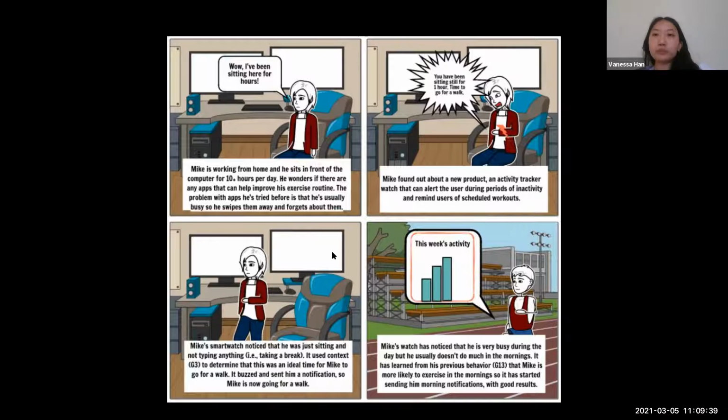And then we also incorporated G13 to have the AI learn from previous behavior. So now the watch will know, oh well, Mike usually has time in the mornings, so that's when it'll notify him rather than asking him during the day when he's working. So then that will improve his activity in the future.